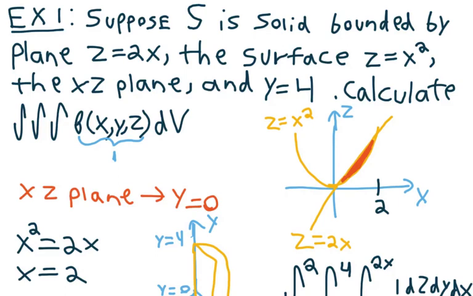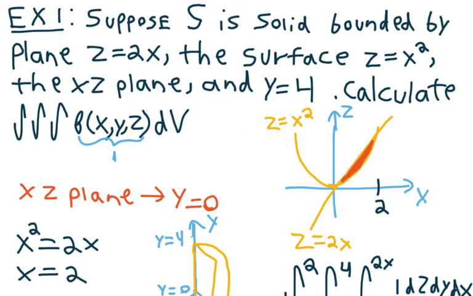Let's look at an example. Suppose S is a solid bounded by plane z equals 2x, the surface z equals x squared, the xz plane, and y equals 4. Calculate the triple integral of f(x,y,z) dV. Since we're not told any f(x,y,z), we're going to assume that it's just equal to 1. Also, when you are told the xz plane, that simply means that y is equal to 0.